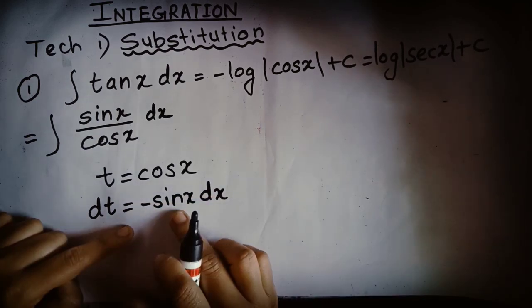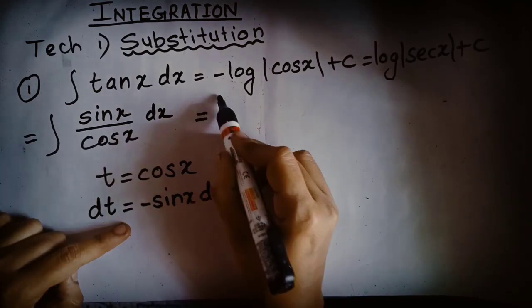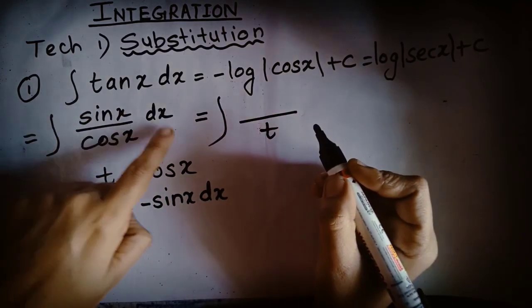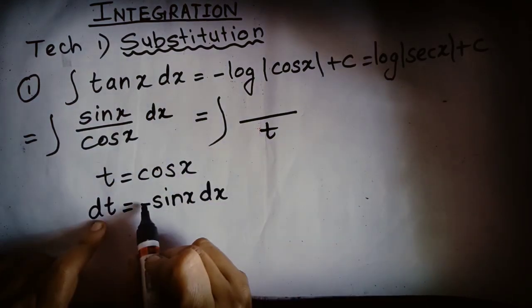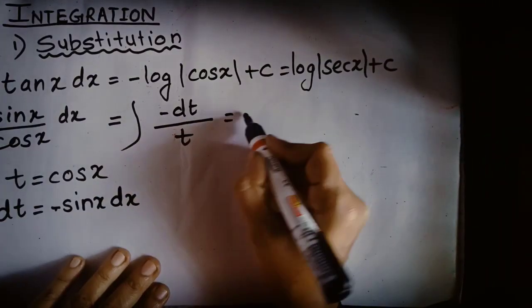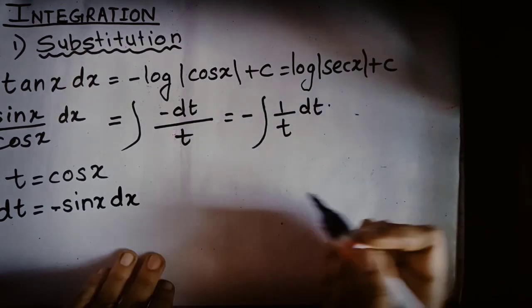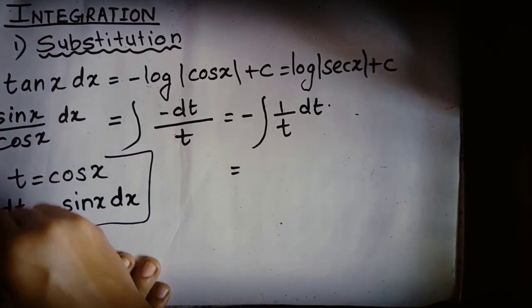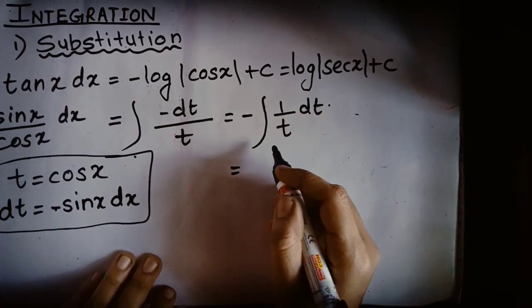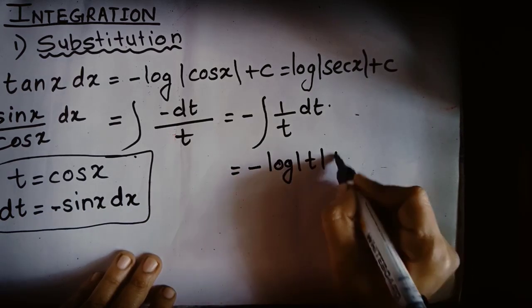Now you have to substitute this over here. Now what will this be? Integral, cos of x you have taken t, and sin x dx is your dt, so with a negative sign, here it will be minus dt. Now minus you can take outside, so this will be 1 upon t dt. And we know that integral of 1 upon x is log of x, right? So minus log t plus c.